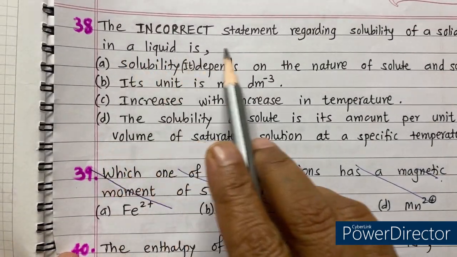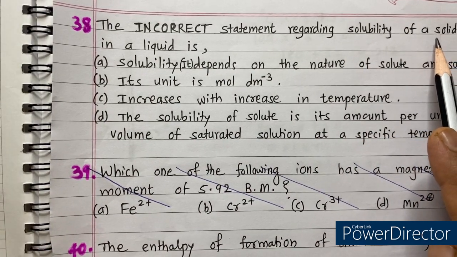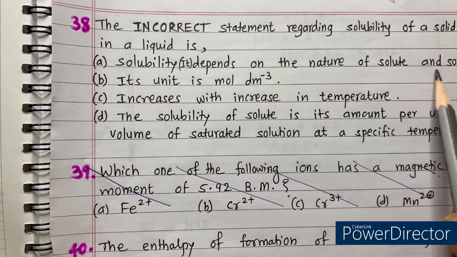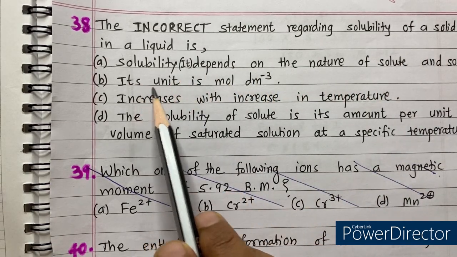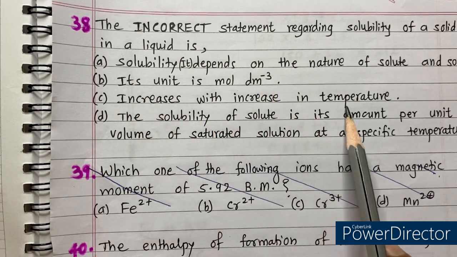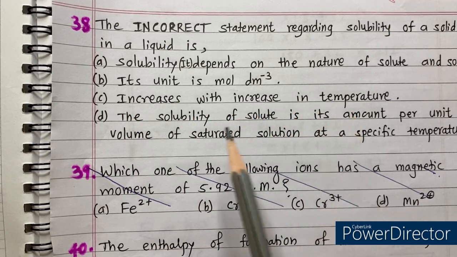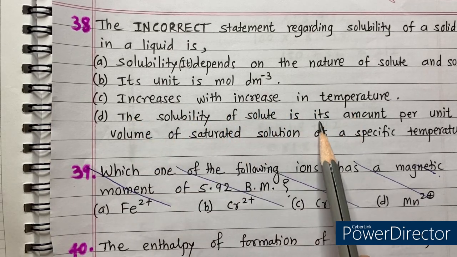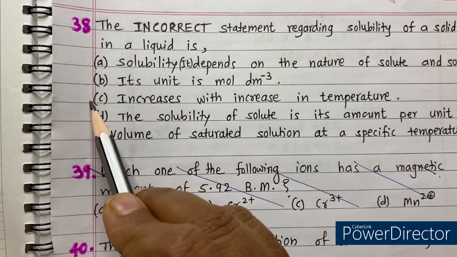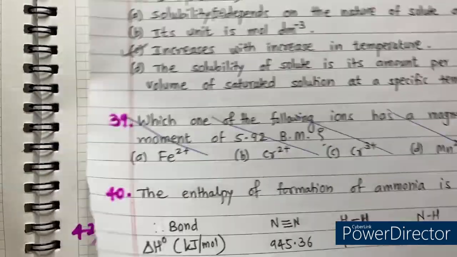Next question is the incorrect statement regarding solubility of a solid in a liquid. Okay, here solubility depends on the nature of solute and solvent. Correct statement. Its unit is mole per dm cube. Correct. Increases with increase in temperature. No, this is a wrong statement. Next one, the solubility of solute is its amount per unit volume. That is also correct. Wrong statement is this one. Incorrect statement is required. The answer is this.